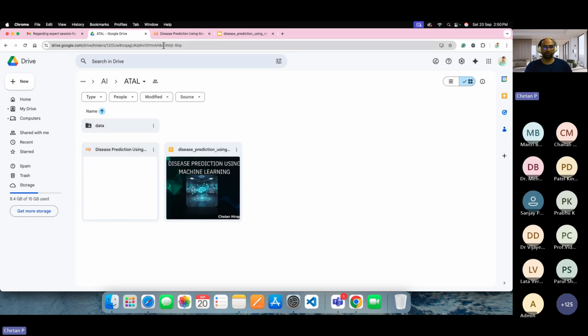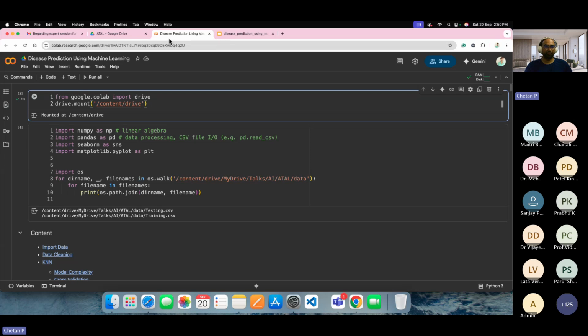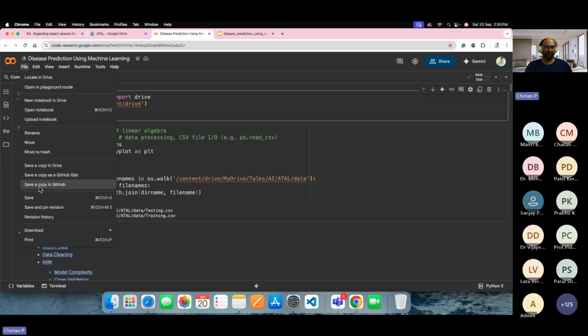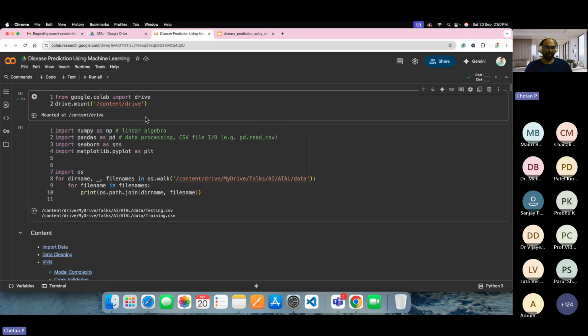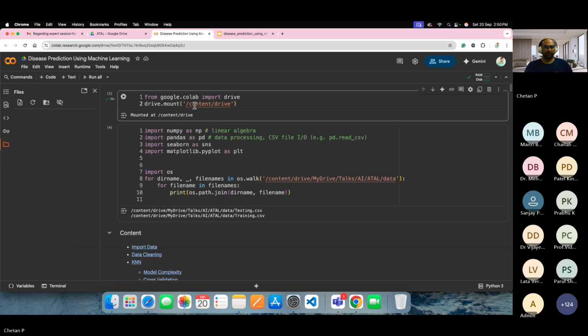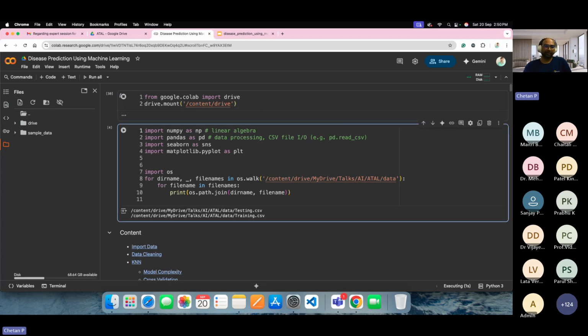This is the disease prediction notebook. You can also copy this file. You can open this file, go to File, and copy to Colab. Yeah, save a copy to Drive. You will have this option, so you can get this Colab in your drive as well. So the very first step is that I have to mount my Google Drive. I'm just pressing Shift and Enter. I will get some resources from Colab, and it is saying that it is already mounted.